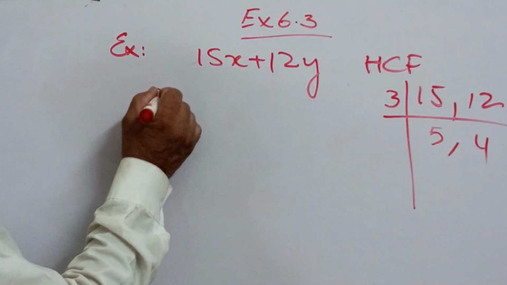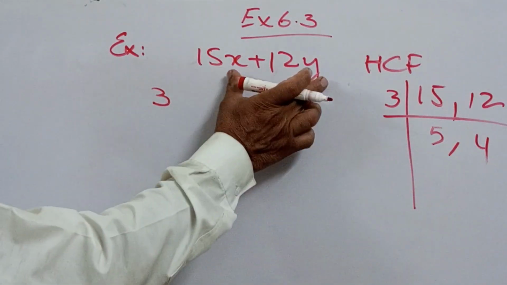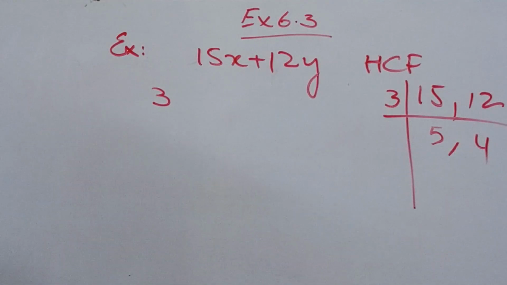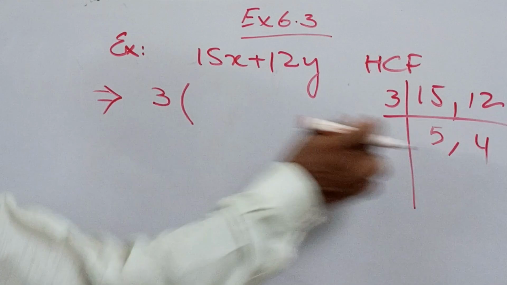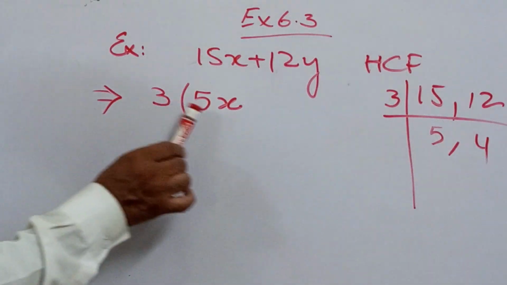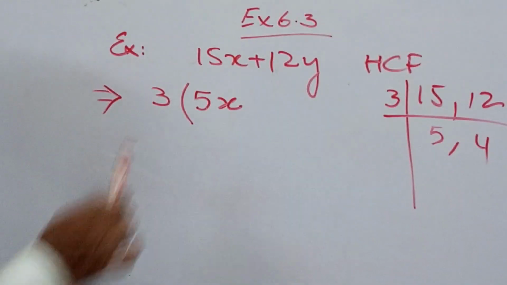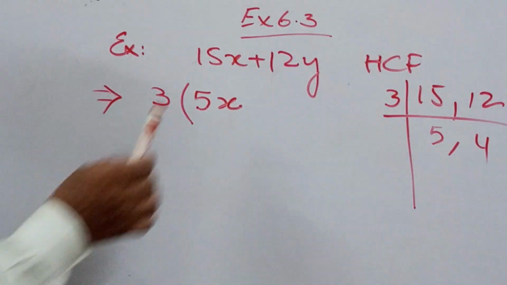So what will we do? We'll take 3 common out of it, and that common should be the highest common factor. In our coming examples, you'll notice how the highest common factor affects the question. Now, in the variables, there is nothing common. So we'll write within the brackets 3 times 5 is 15, and x will remain as it is, because we haven't found any common in both of the terms.